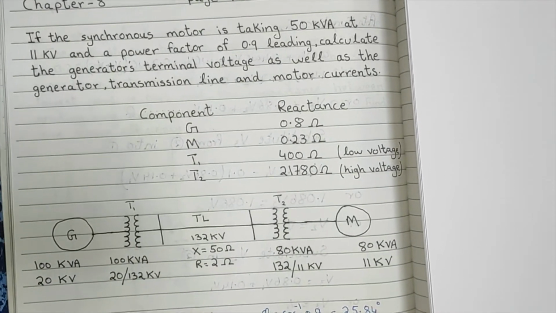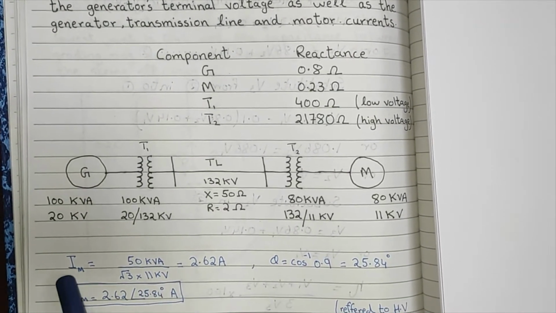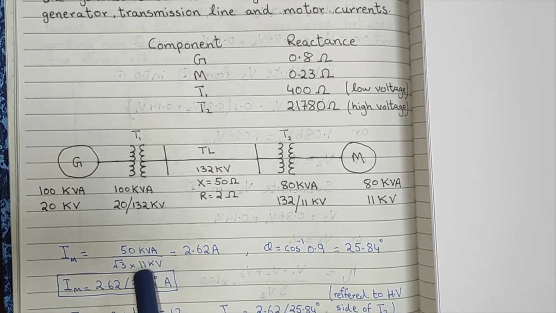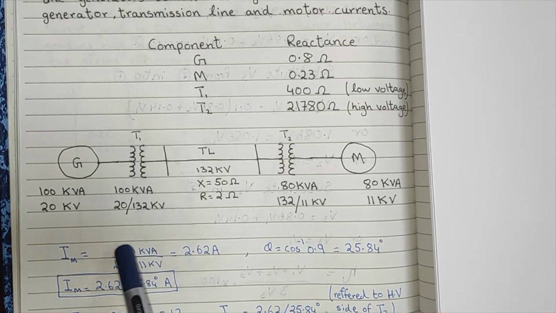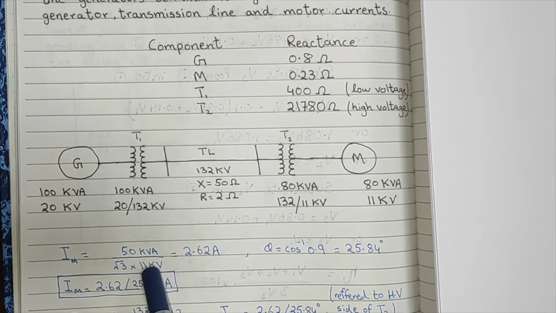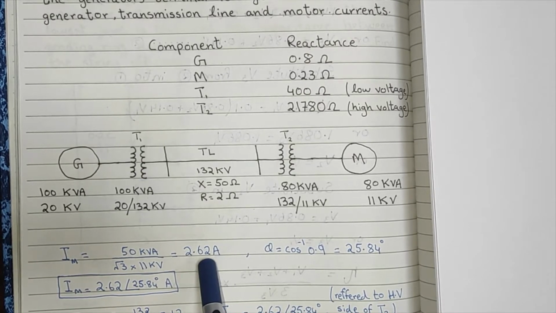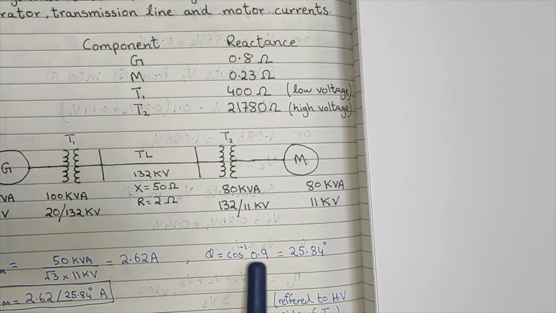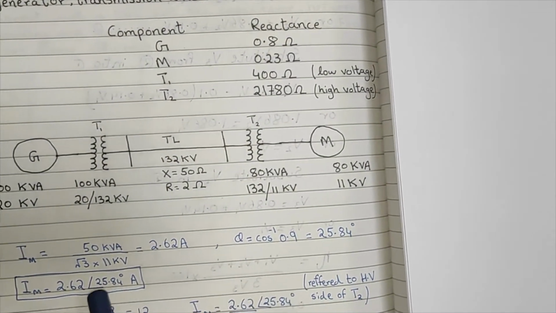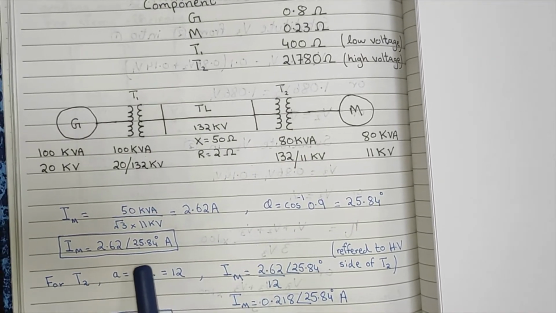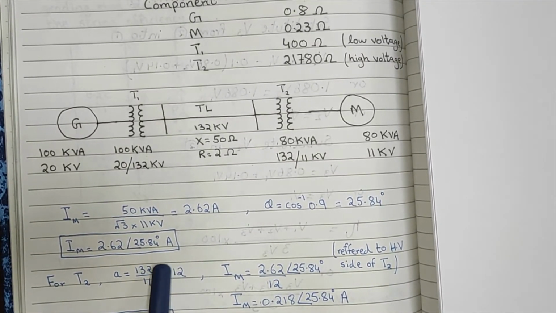Okay. Now, first of all, we will calculate the motor current. The motor current can be calculated by simply dividing the kVA by the line-to-line voltage. So the formula is the apparent power, given in the question as 50 kVA, divided by square root of 3 times the line-to-line voltage of the motor, 11 kV. You will get the motor current of 2.62 amperes. The angle of this current can be calculated by taking the cosine inverse of the power factor, which is leading. So 25.84, and your motor current will come out to be 2.62 amperes at an angle of 25.84 degrees.